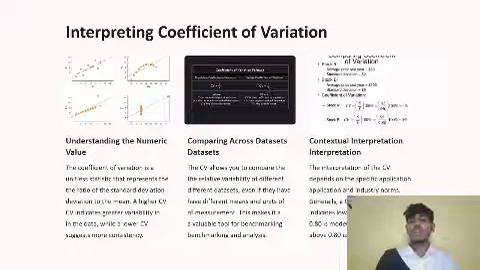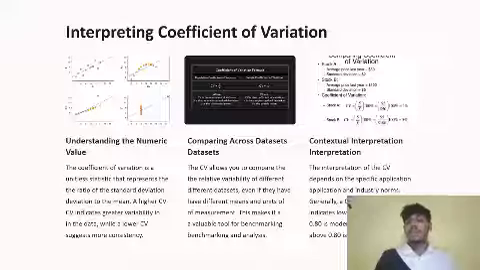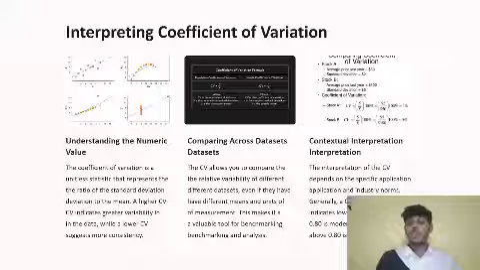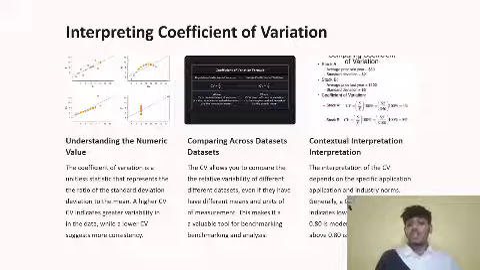Number three, contextual interpretation. The interpretation of the CV depends on the specific application and industry norms. Generally, a CV below 0.20 indicates low variability. 0.20 to 0.80 is moderate.